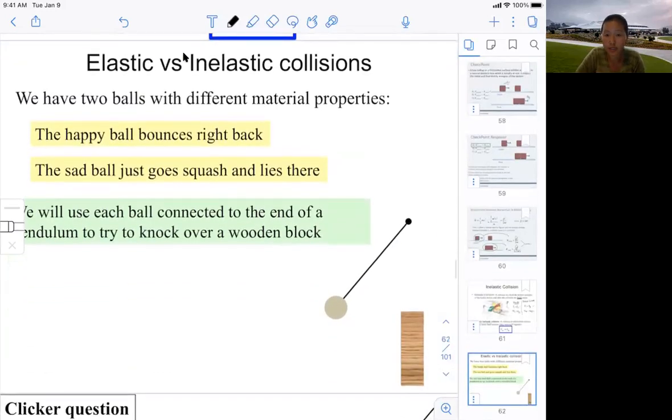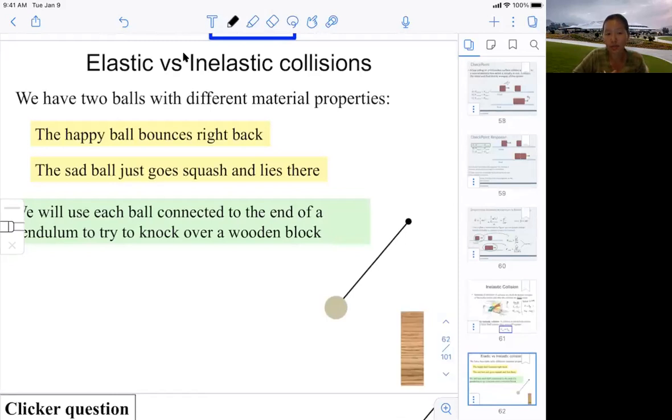So now let's look at a demo. Before we look at the demo, maybe you guys could predict what's going to happen. Look at the differences between elastic versus inelastic collisions. So let's say we have a demo called happy ball versus sad ball. We have something like a pendulum with a ball attached to a string, and you can use different materials for the ball. You can use a really bouncy rubber material that's called the happy ball. So when it hits something, it bounces right back. So when it hits something, you're going to have an elastic collision.